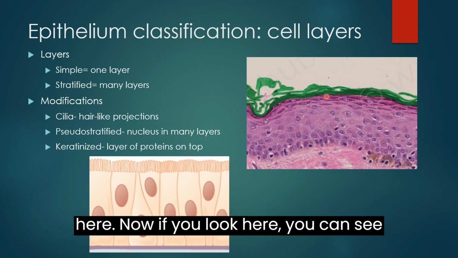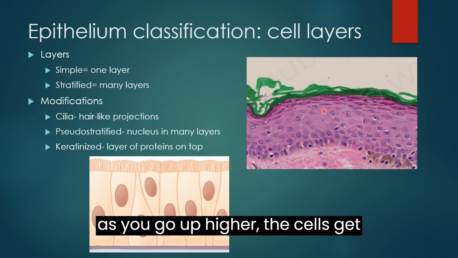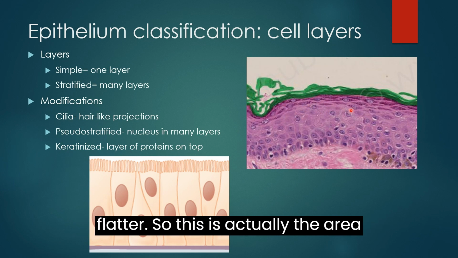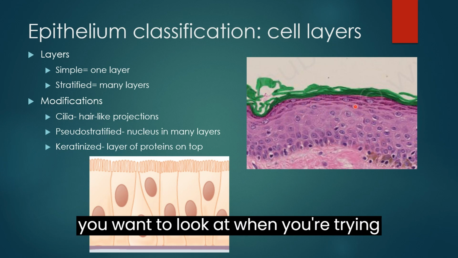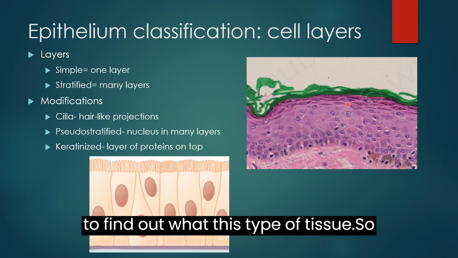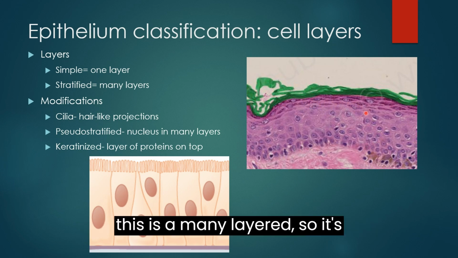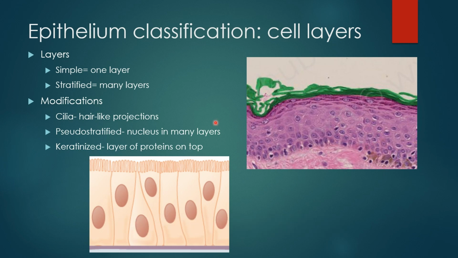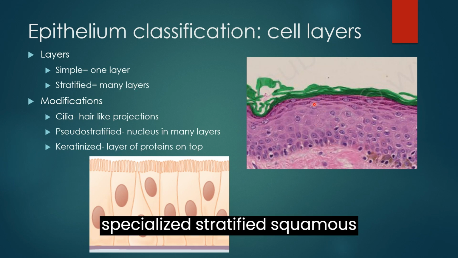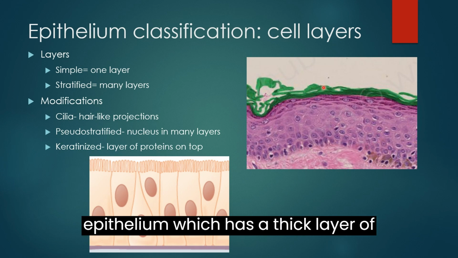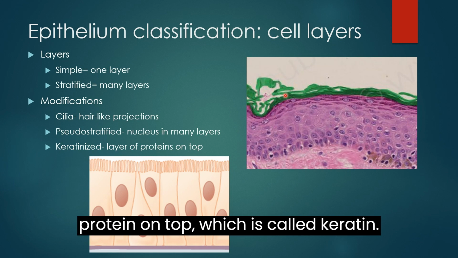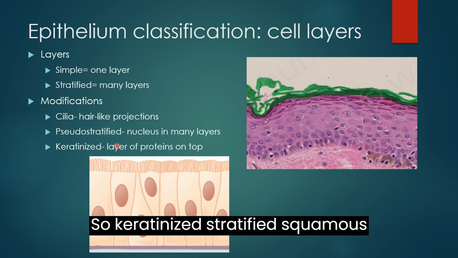And you see all the cells here. Now, if you look here, you can see as you go up higher, the cells get flatter. So this is actually the area you want to look at when you're trying to find out what type of tissue this is. So this is a many layered, so it's stratified squamous epithelium. This is actually a specialized stratified squamous epithelium, which has a thick layer of protein on top, which is called keratin. So keratinized stratified squamous epithelium.